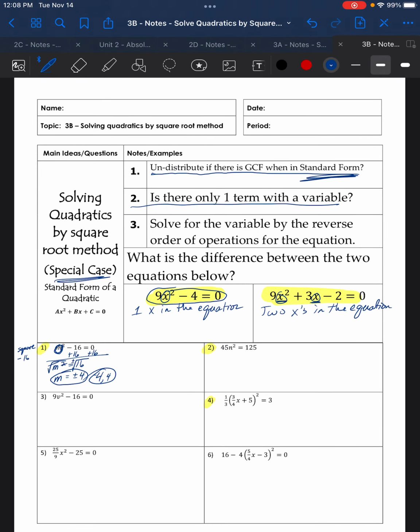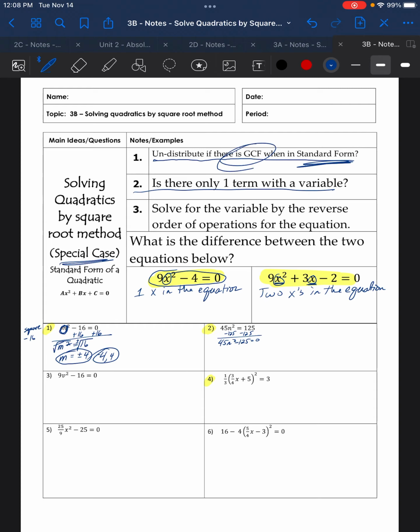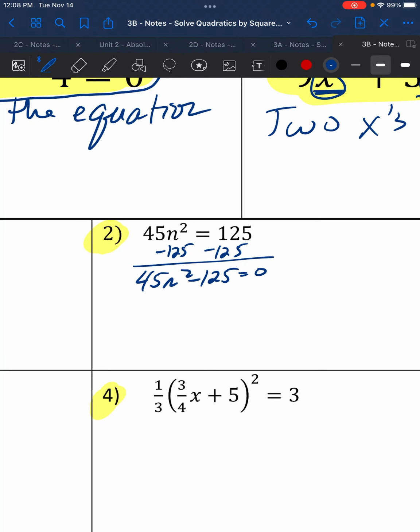Number two. So I'm going to first get it into standard form, so I'm going to subtract 125. And then I'm going to see, is there a greatest common factor? Is there a GCF? Yeah, there is. We can divide them by 5. Divide both terms by 5. And the 5 does not have a variable with it, so there will be no solutions found with that.